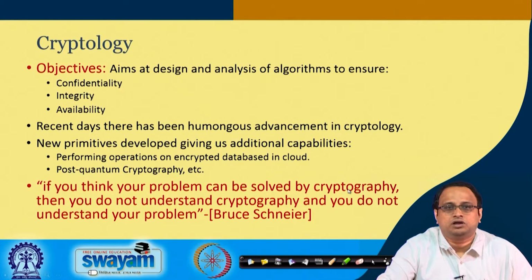To start with cryptology, which is essentially the more classical counterpart of computer security, it aims at design and analysis of algorithms to ensure confidentiality. That means it tries to hide data from adversaries. It tries to provide integrity, that means it tries to ensure that the data is not modified by adversaries, and at the end of the day it tries to ensure that the data is available to users. So, it tries to ensure availability of information.